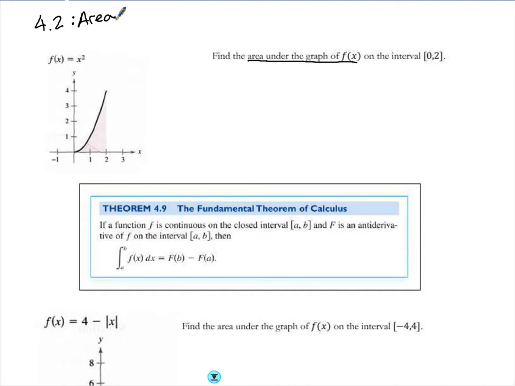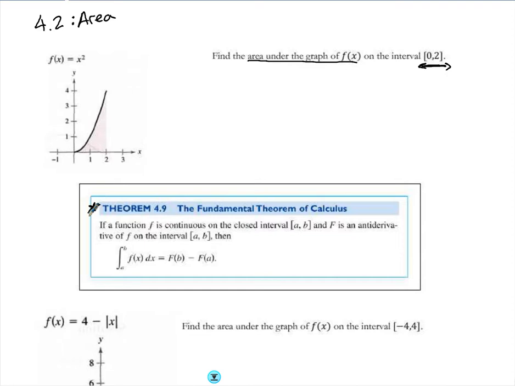So the first thing we're going to do is look at finding the area under a curve of a function, and there are some specific parameters in terms of how far I go left and right on my x-axis to find that area. To do this, we're going to use our fundamental theorem of calculus, which is Theorem 4.9.